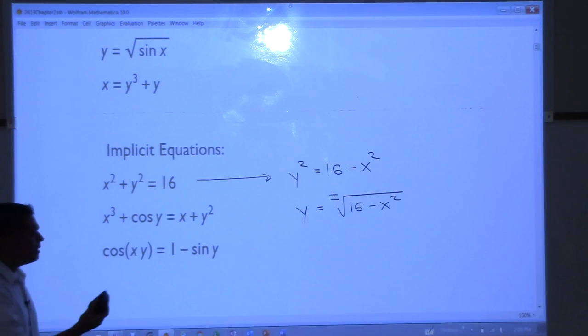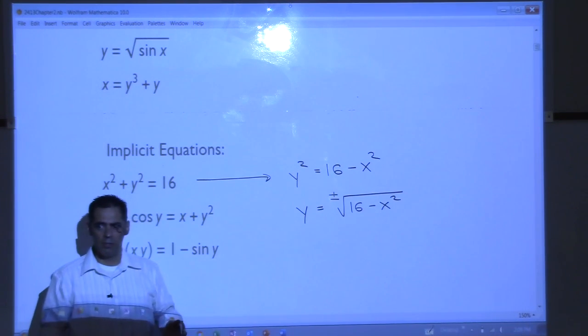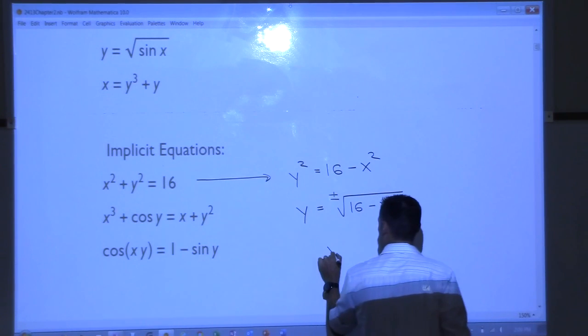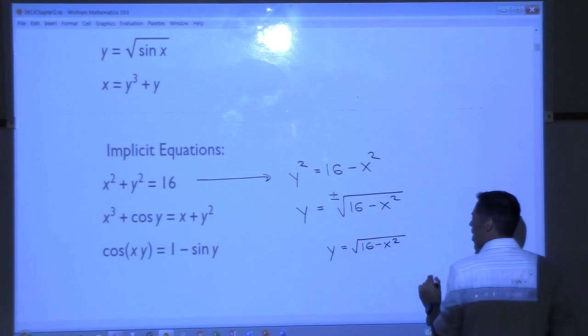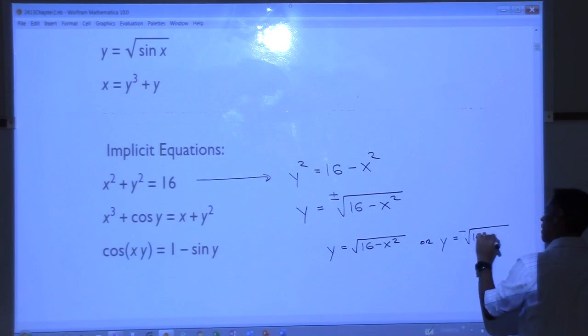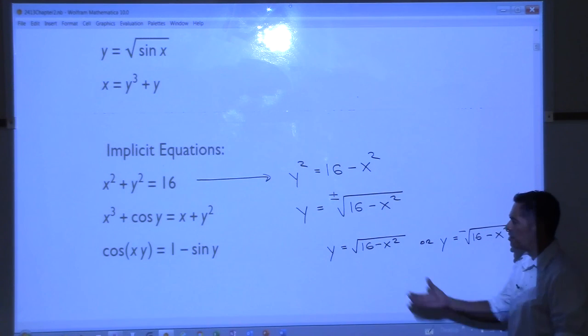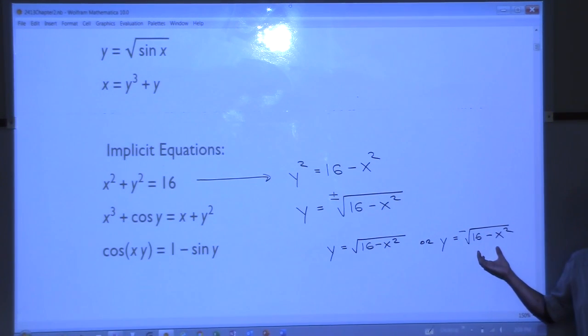Now, if this is a plus or minus, then that means this is two different functions. On one hand, it's y equals the positive square root of 16 minus x squared. Or it could also be this one. So if I ask you to graph this, you're going to get a picture. And if I ask you to graph this, you're going to get a different picture, right?